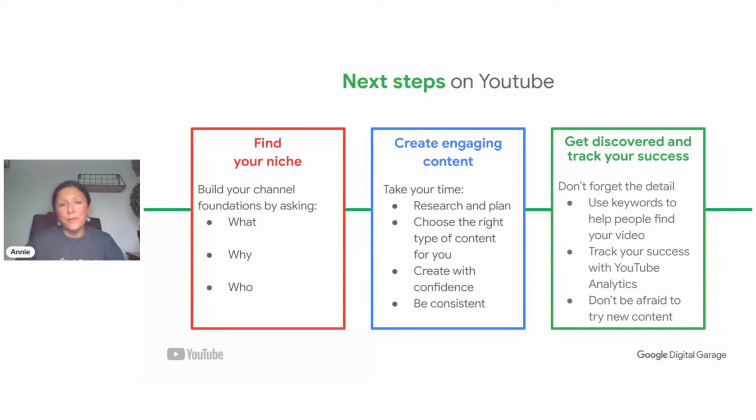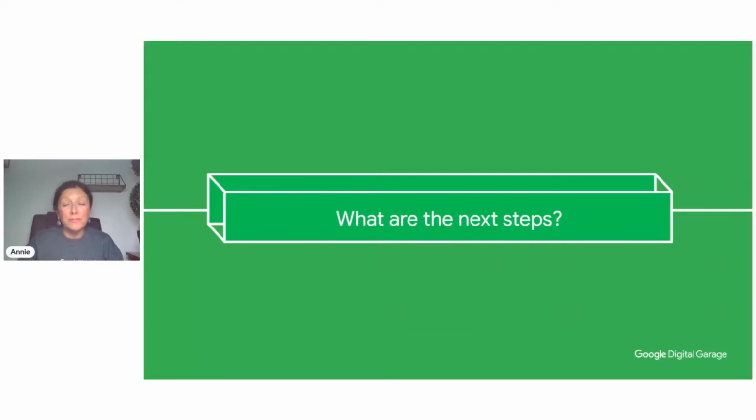And get discovered. Make sure you're getting that nice keywords in, the good descriptions, and track it. Use those analytics to see what's working well for you. And don't be afraid to try new content. This is trial and error. There is no perfect way of doing these things. It's you, your voice, your opportunity, your passion, and you are unique. So give it all you've got.